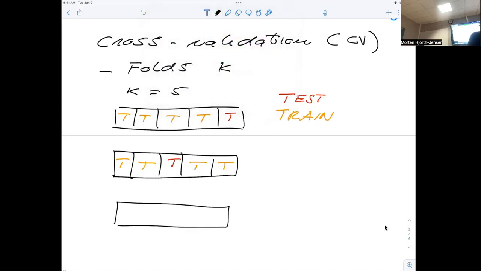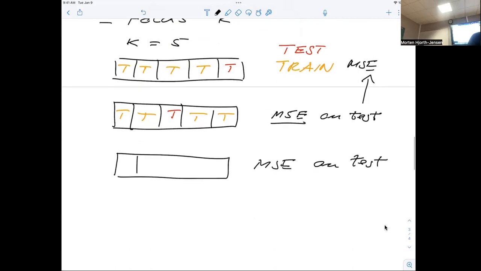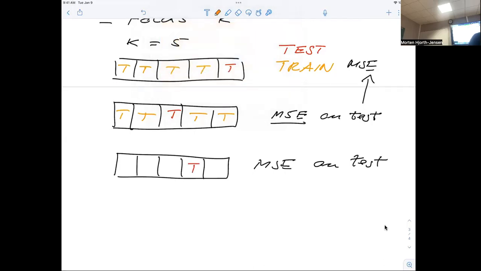In each case, you would now calculate a mean squared value. Here, on test, you train a model, you calculate a mean squared error here. On test, you do the same here. You do the same on training as well, because often it's interesting to compare the training error and the test error. And in this case, we would now reshuffle the data. Scikit-learn has a functionality which reshuffles the data for you, and it splits the data into these different slots.